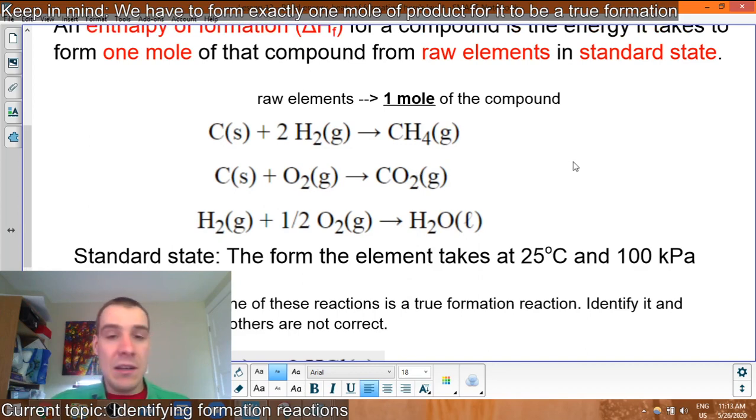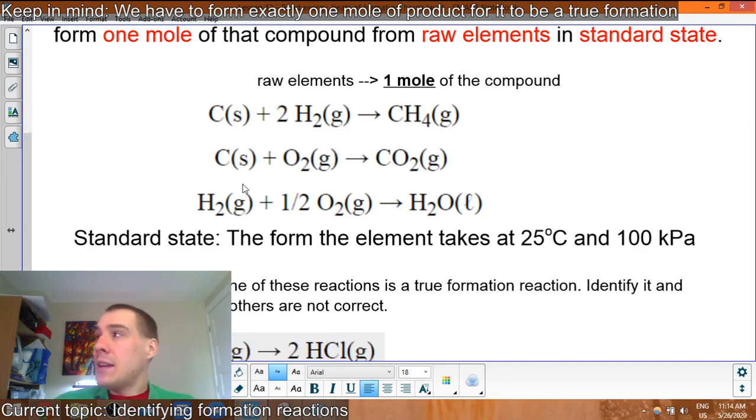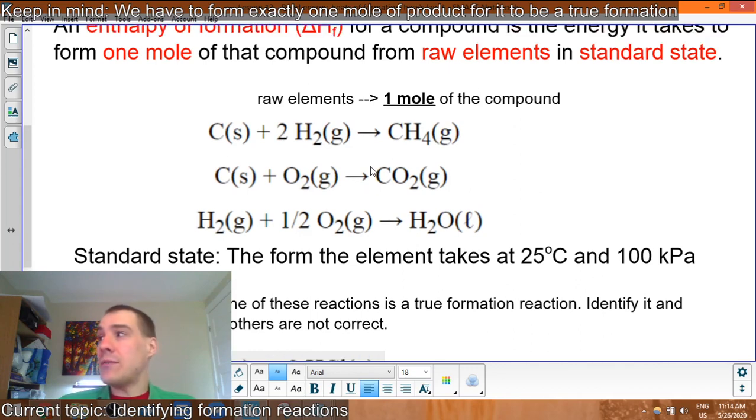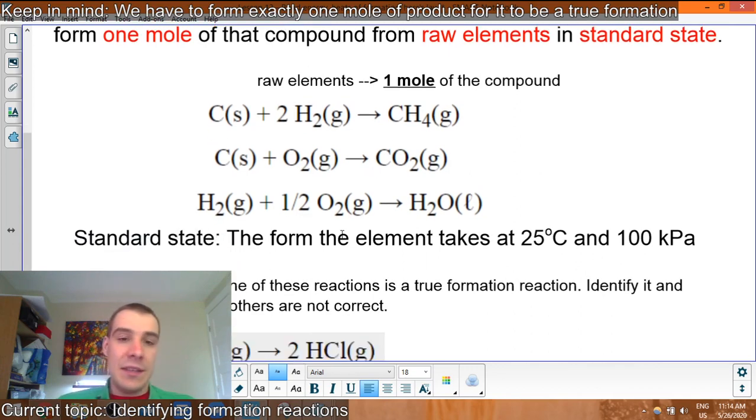One important thing here is that the raw elements have to be in what we call standard state. So the hydrogen needs to be H2 as a gas, oxygen needs to be O2 as a gas, carbon needs to be solid, and specifically graphite as a solid. It's not going to be diamond or graphene or any of those. So that's a formation reaction. And the standard state has to be the form that it takes at 25 degrees Celsius and 100 kilopascals. So that's standard temperature and pressure.